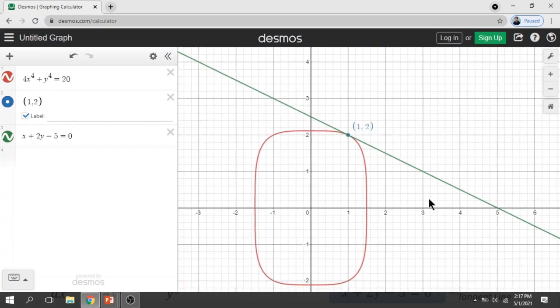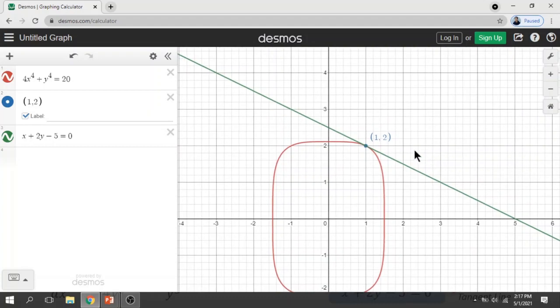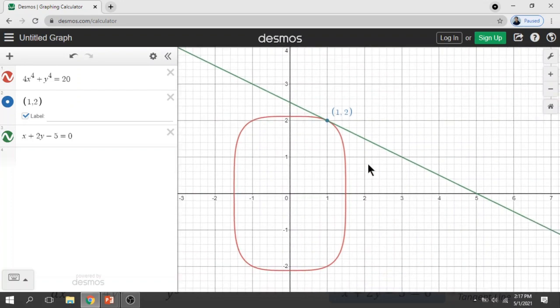So, tama yung sagot natin, tama yung equation of the tangent line na nakuha natin dahil nag-i-intersect lang tong line na to at only one point dito sa ating curve. So, yung 1, 2 natin is our point of tangency.